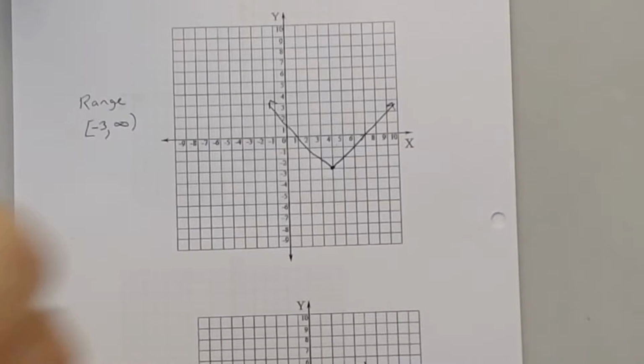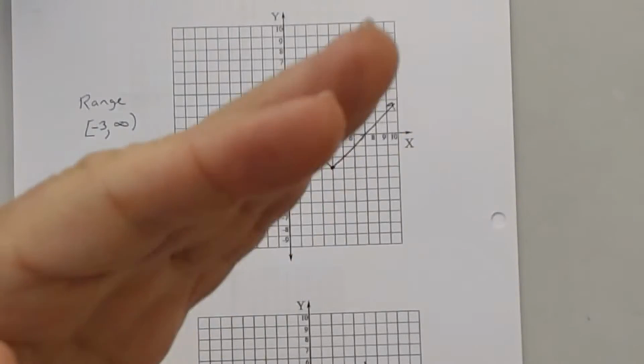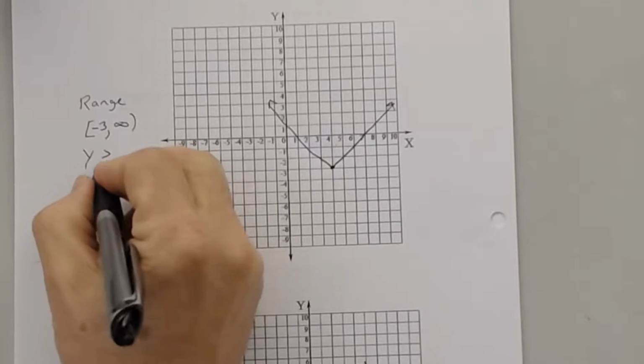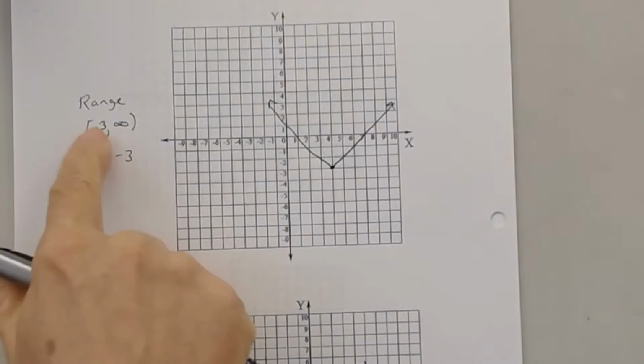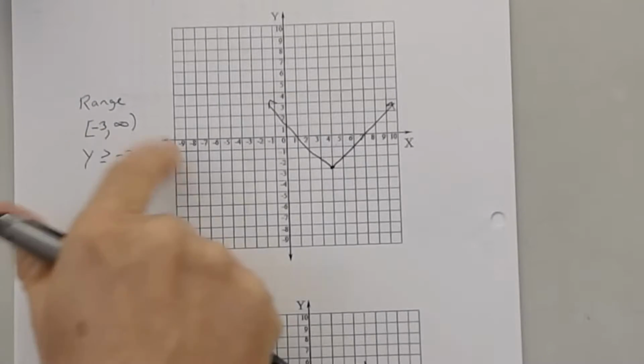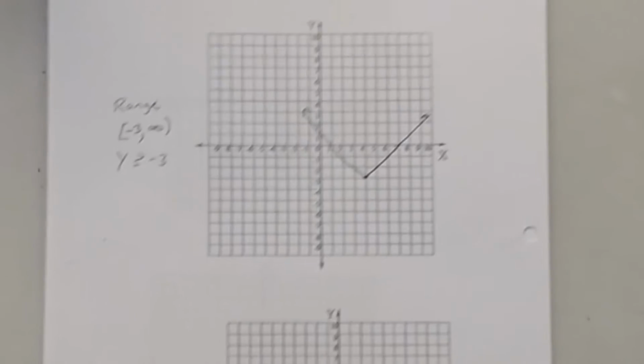As an inequality, how would that look? You got to tell me that is an inequality. What letter are you going to use? Y, because it's a set of y coordinates, right? So y is what? Greater than or equal to negative 3. Because that says you're looking at all the y values that are greater than negative 3. Negative 3 to infinity. All right, so that's your range.